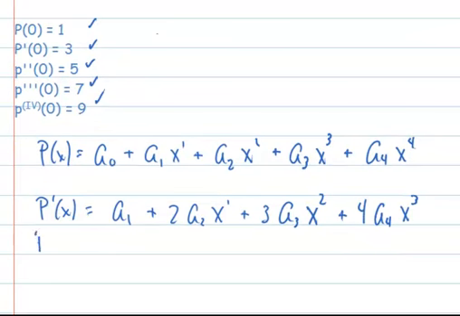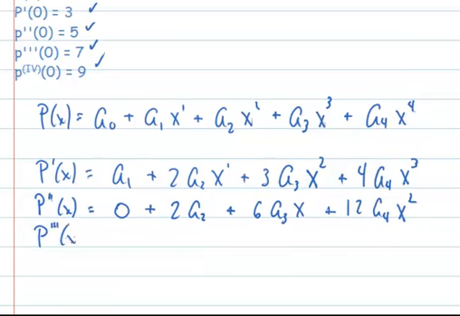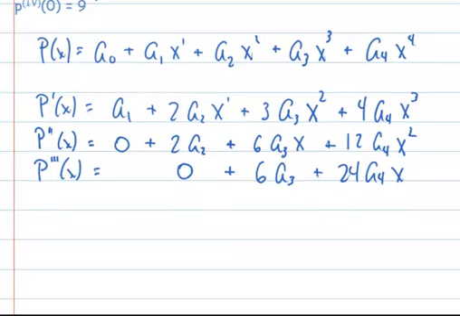We'll go on and do this for the next couple derivatives, and we'll find that the constant term becomes 0. The second derivative becomes 2a sub 2 plus 6a sub 3 times x plus 12a sub 4 times x squared. The next derivative will be the third derivative. That will be 0 for that part, plus 6a sub 3 plus 24a sub 4 x. And we'll do the fourth derivative, which will be 0 for that part plus 24a sub 4.